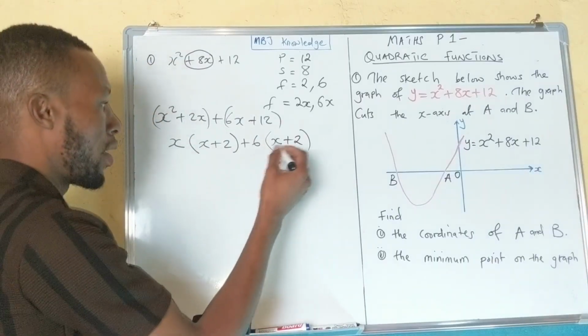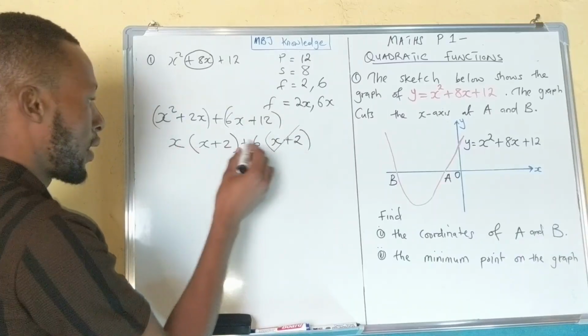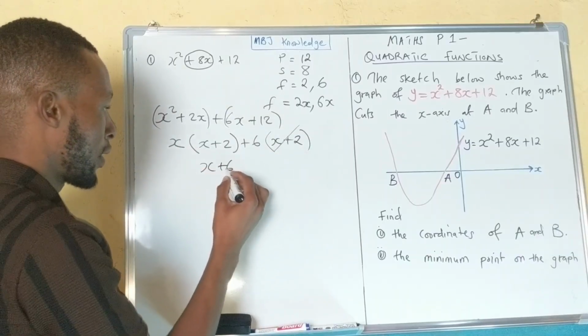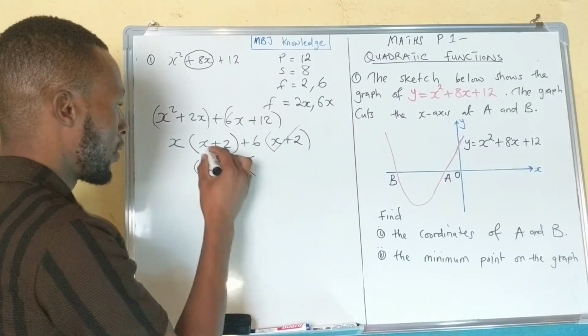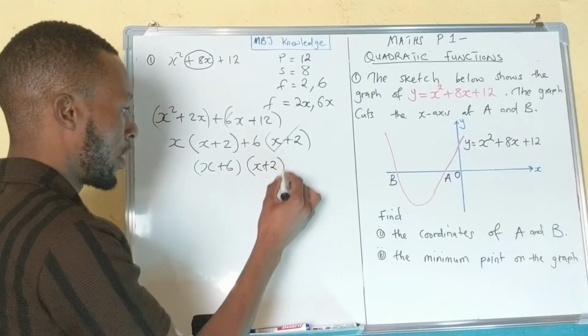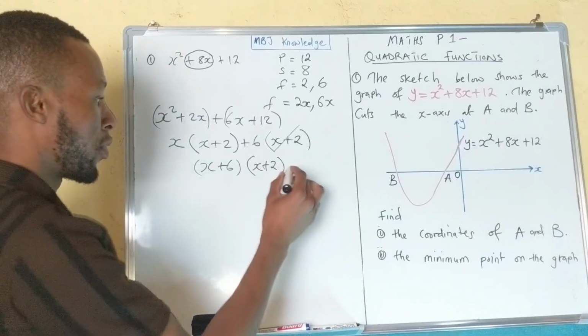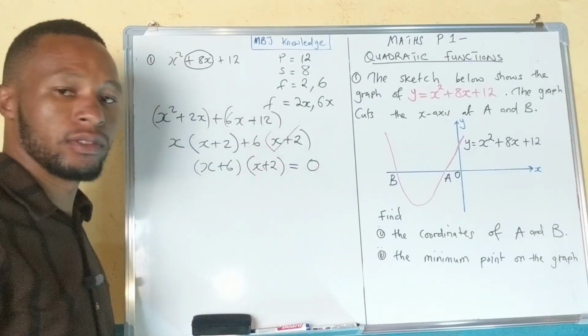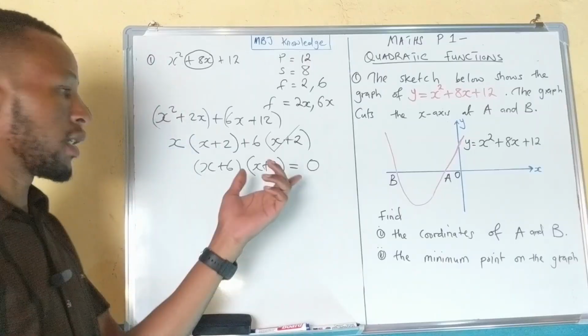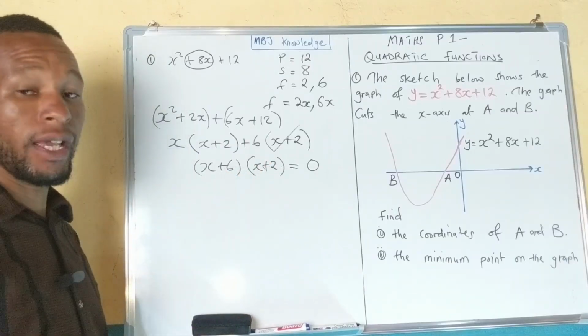So we're just going to pick one of these. Okay, these that are outside the brackets will be x plus 6, then x plus 2. Then using the product rule, I'm going to equate this to 0. Okay, I'm going to equate these to 0 because I want to solve for x.